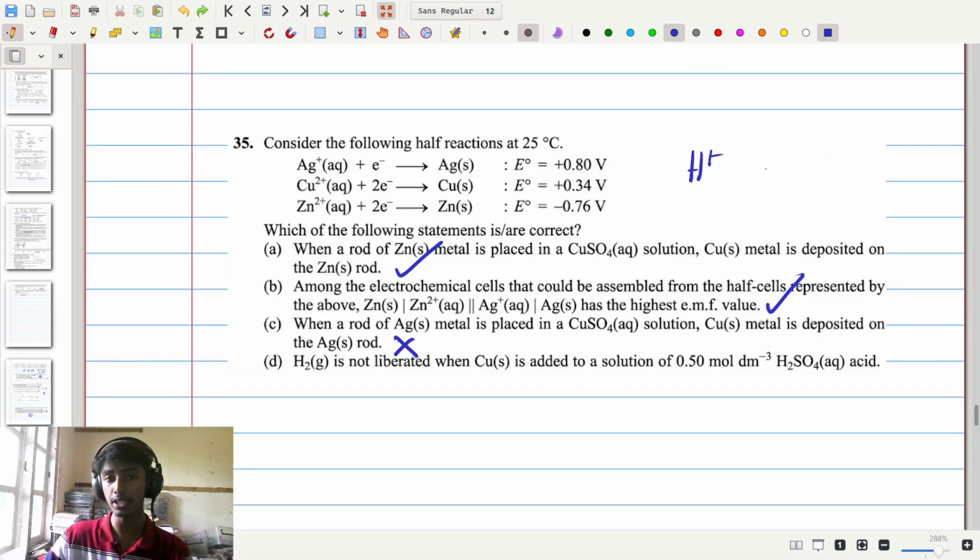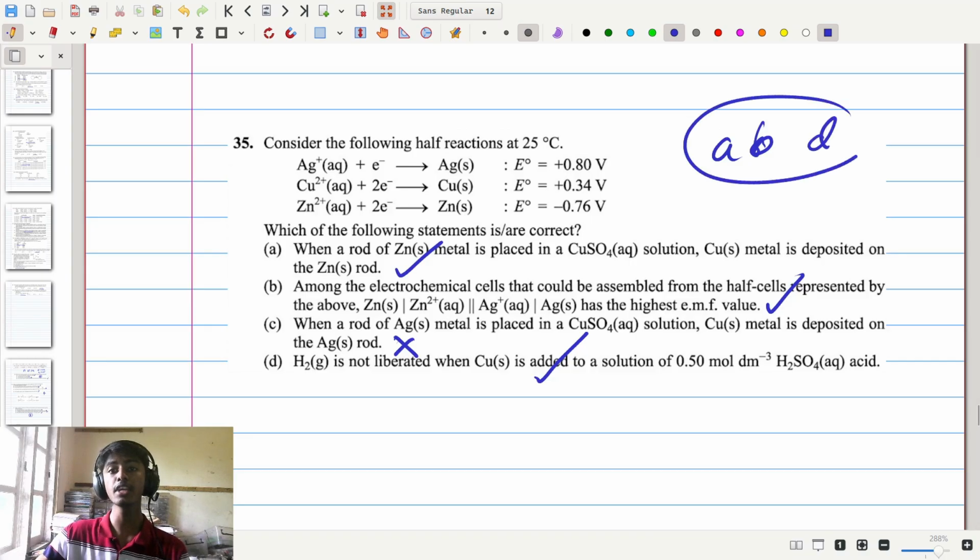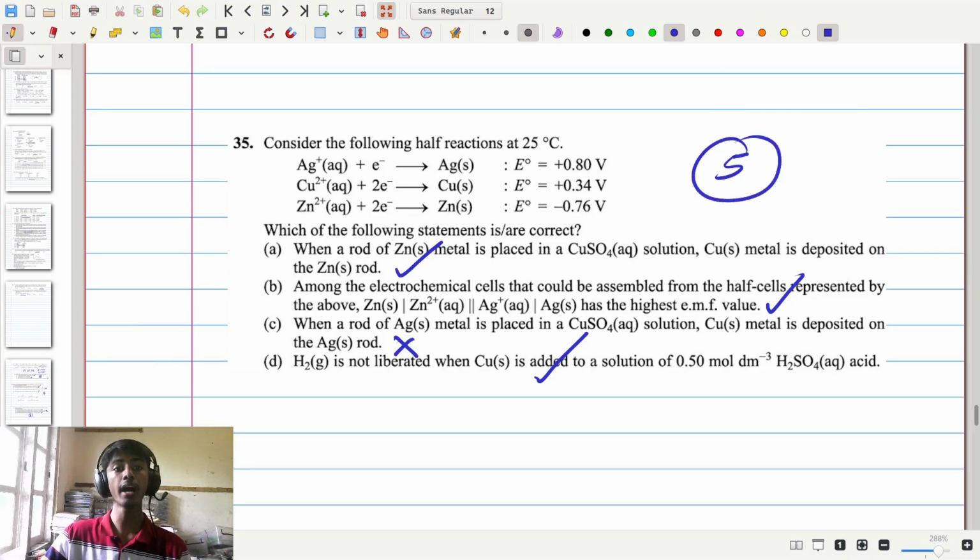So, therefore, statement A, statement B, and statement D are all correct. Since this combination of A, B, and D is not included in the answer key, we can say the answer here is answer number 5. The answer to question number 35 is answer number 5.